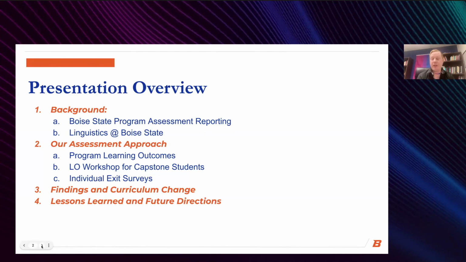In this talk, we're planning on giving a brief background of our program assessment reporting at Boise State, our trajectory briefly from our program status to department status, what our current learning outcomes and assessment approach looks like, including a student-centered workshop in our capstone course and an accompanying online exit survey, some initial findings and some subsequent changes that we made to our curriculum as a result of those, and then some lessons learned, future steps, and directions for our assessment process.